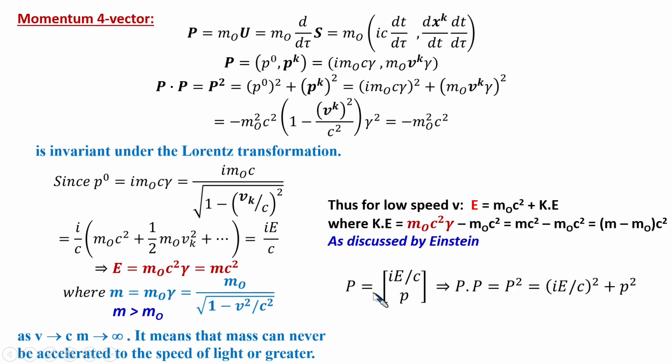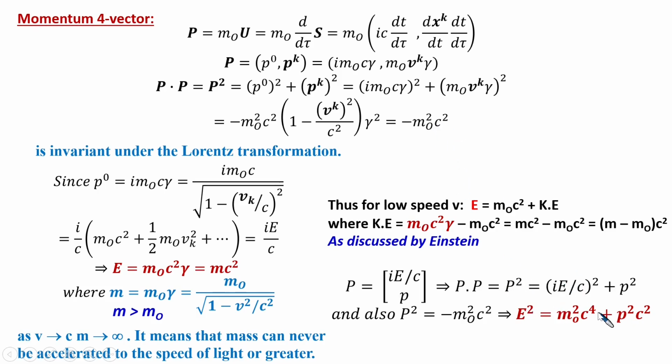Now this momentum four-vector I can write in vector form like this: i E by c, and p. Here p naught is i E by c, and this is your momentum p. So p dot p is p square. So if I multiply this vector, I will get i E by c square plus p square. So you have to do row and column, and you will get this. And also p square is what we have found here, m naught square c square, and from this equation I can get, this i square is minus 1, I take it to the left hand side, and this p square is minus m naught c square.